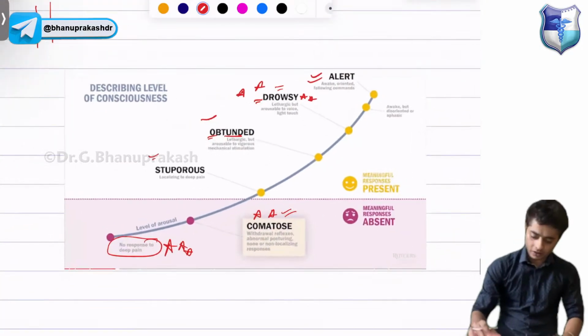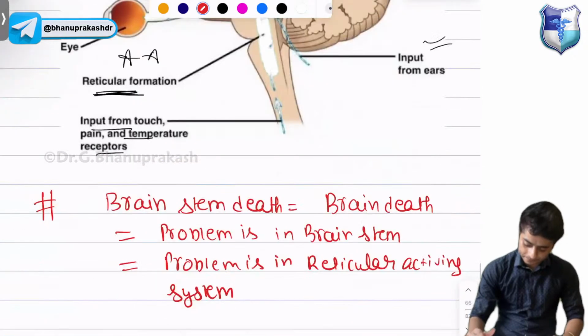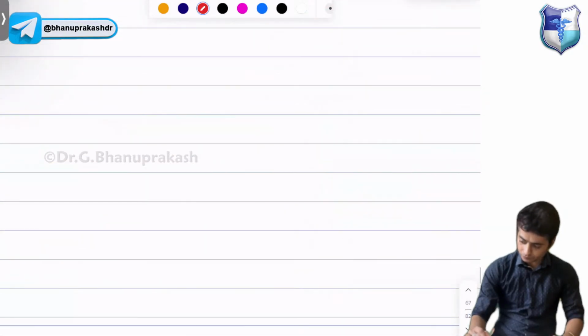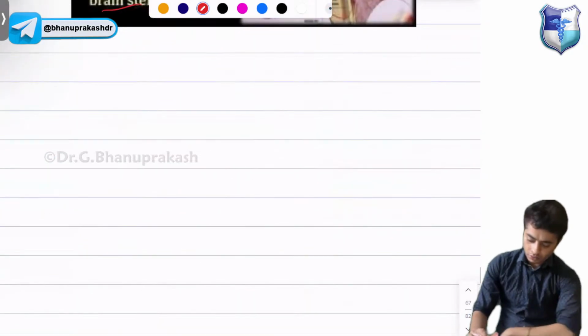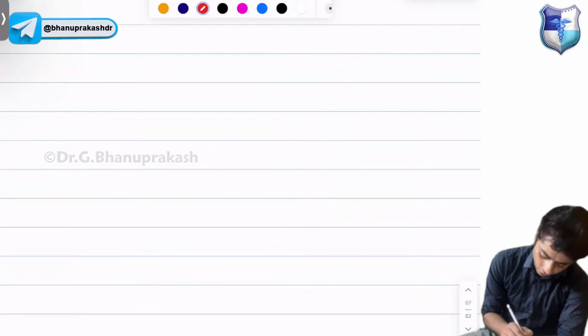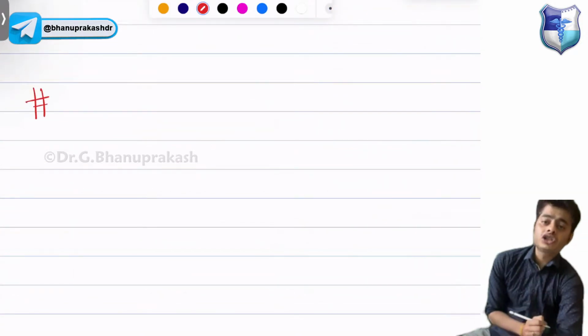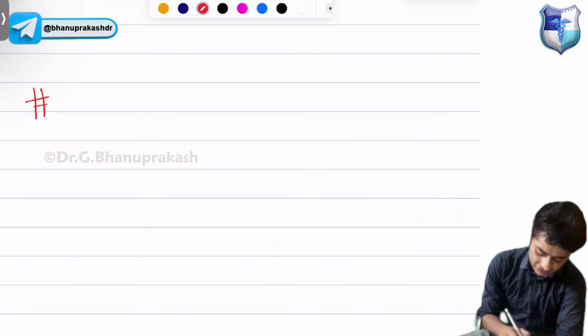Okay, now we will go to causes of coma, like Rishali was initially asking us.